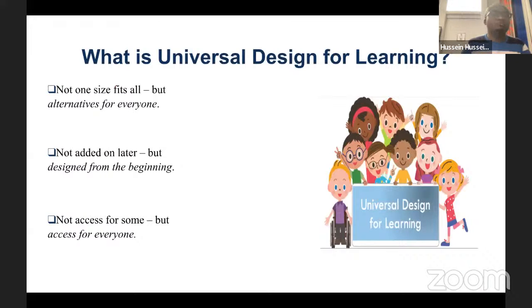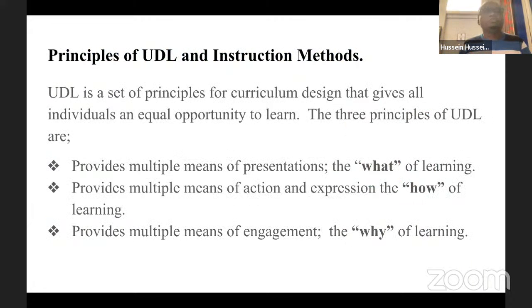Nilikuwa nazungumza na mtu mmoja kwamba kuna watoto nadhani tutakwenda kuiona mbele. So UDL imekuwa guided na principles kama nilivyozungumza hapo awali. So there are some principles UDL imekuwa imetengeneza. So principles of UDL and instructional methods. So UDL is a set of principles for curriculum design that gives all individuals an equal opportunity to learn.